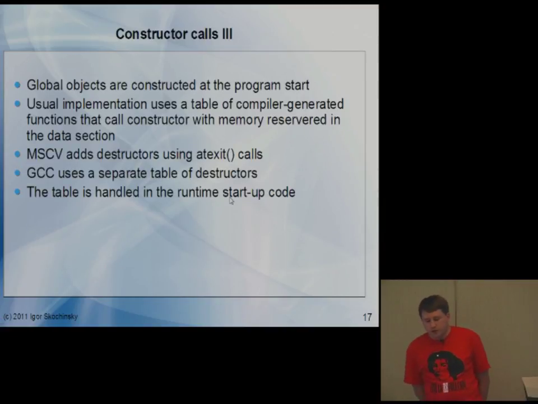Yet another way of how objects can be constructed is global objects. If you have a global variable which is a non-trivial object, it should be constructed at the program start, or the module start if it's a DLL. So how is it done? Usually the compiler creates a table of small functions which initialize those variables allocated in the data area. And because they also need to be destructed on the program exit, either the destructors are added using atexit calls, or GCC uses a separate table which works the same way as the construction table and calls the destructors at the exit time.